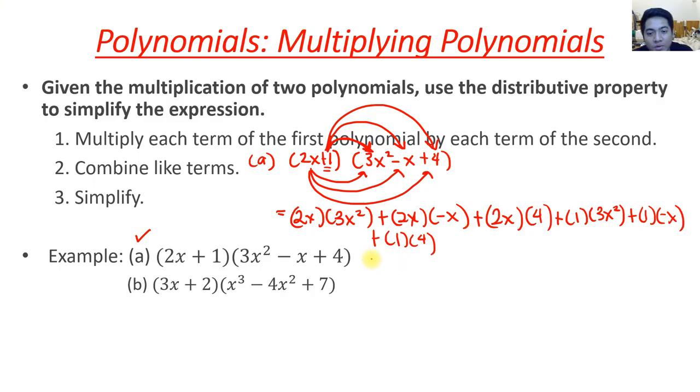Okay? So we have 2x times 3x squared. We have 6. We're going to add the exponents because it is multiplied. So x raised to 1, and then x squared, that would be x cubed.